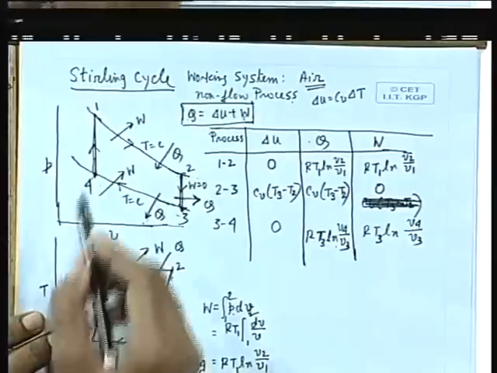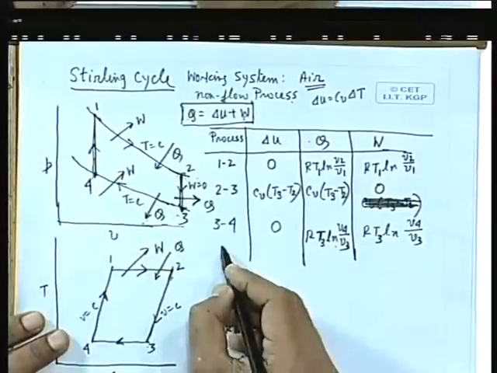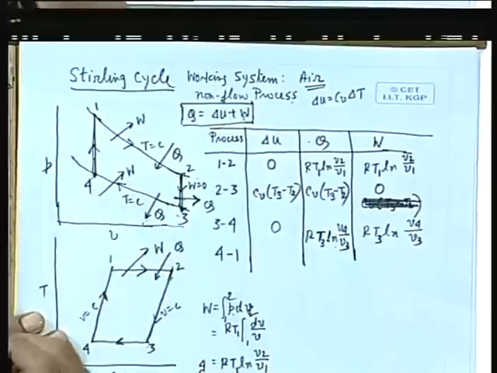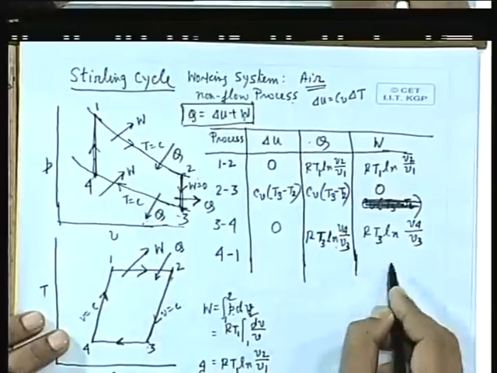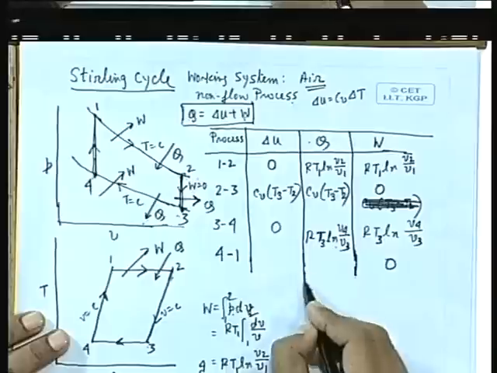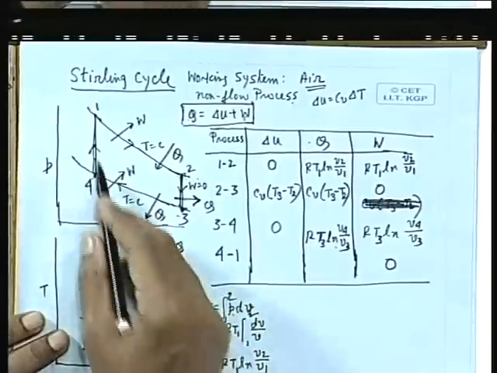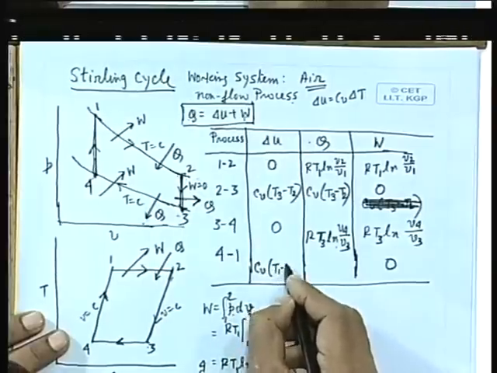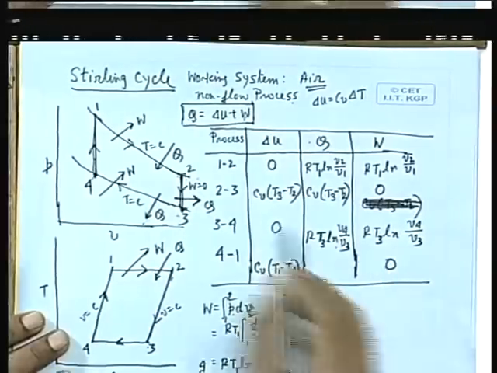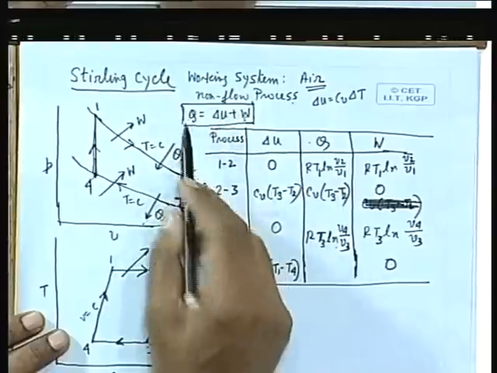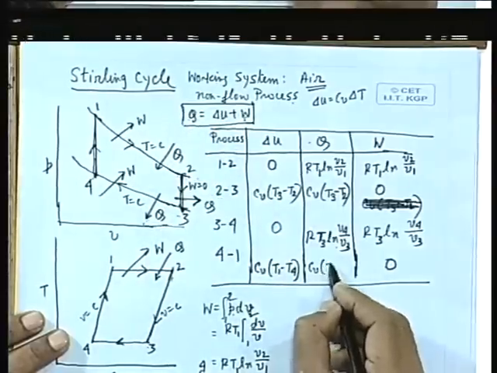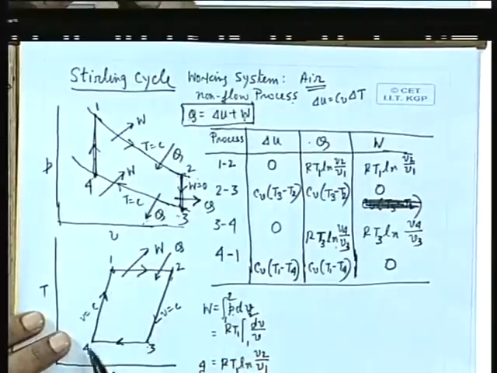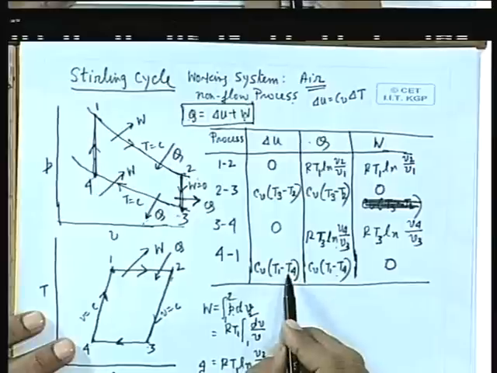All right. Now we are left with the process 4-1. What is this 4-1 process? The 4-1 process is a constant volume process. So the work done is 0 in a non-flow process, and for the 4-1 process the change in internal energy is Cv (T1 minus T4). Since work done is 0, the change in internal energy is Q. So Q is Cv (T1 minus T4). Now you see T1 is higher than T4, so both quantities are positive.